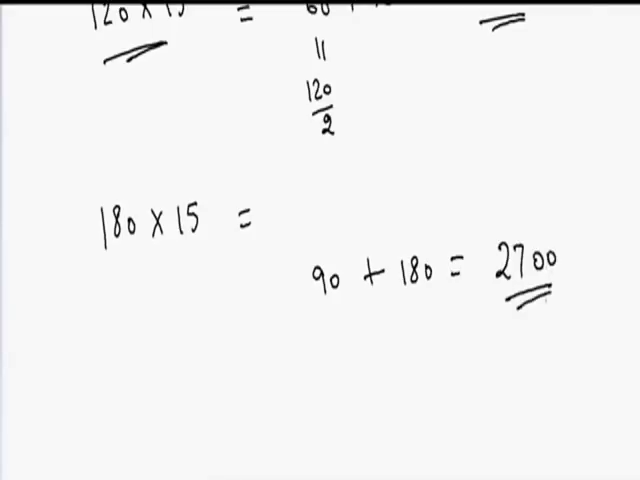Again, if I have 180 and want to multiply by 15, that will be equal to half of 180 is 90 plus 180. So 18 and 9, that's equal to 27. There are 2 zeros in the end. So that's our answer. I hope this trick helped, and I'll see you in the next trick.